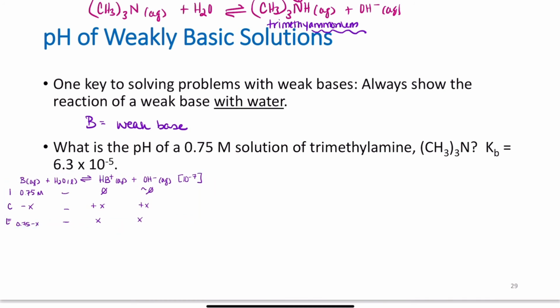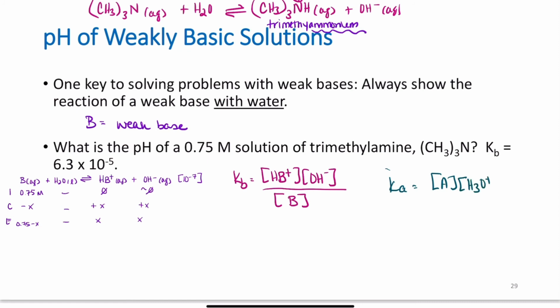And set up my Kb value. Why Kb? Because now I'm dealing with a base. HB plus times OH minus over the concentration of B. The other way to check it, and I forgot to mention this before, is that when I write Ka, Ka, acid, has an acid in the numerator. Kb, base, has a base in its numerator. So hopefully that helps you keep track of which one you're writing, Ka or Kb, because it does matter.